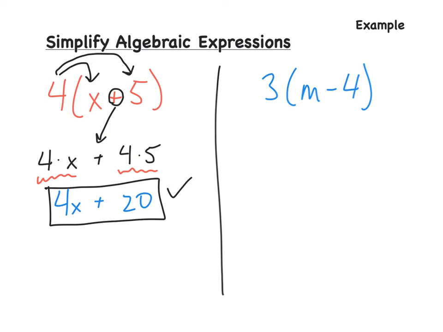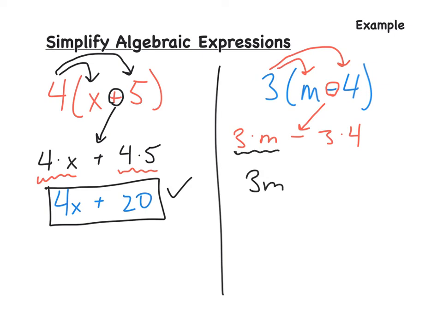Alright, so if we have 3 outside the parentheses and we have m minus 4 inside the parentheses. So remember, multiply 3 times m. Bring the sign down. And then multiply 3 times 4. So 3 times m can be written as 3m. Bring the subtraction sign down. 3 times 4 is equal to 12. And this is our final answer, 3m minus 12, since these cannot be combined.